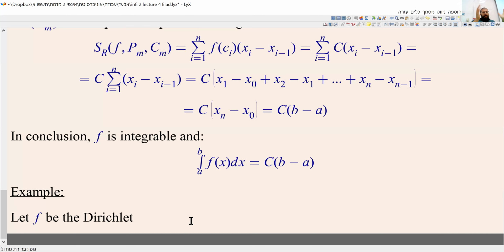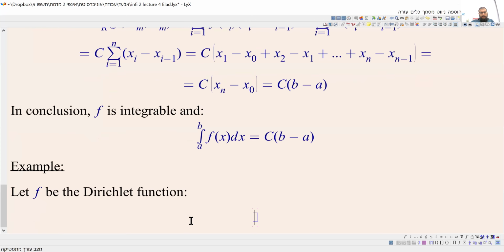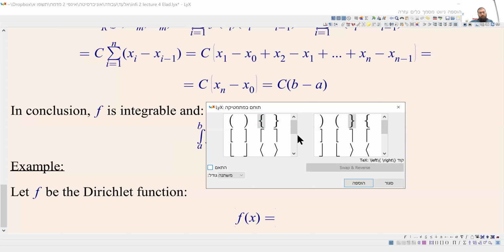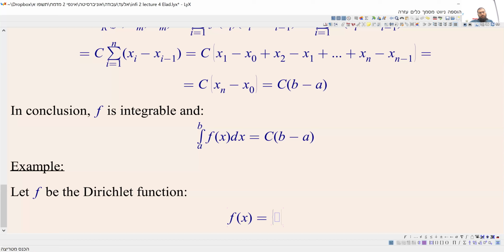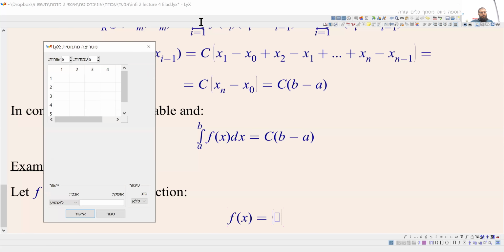Put it that way. Okay, let f be the function defined that way, the indicator function of the rationals, meaning it's 1 for every rational number q and 0 when x is not rational.